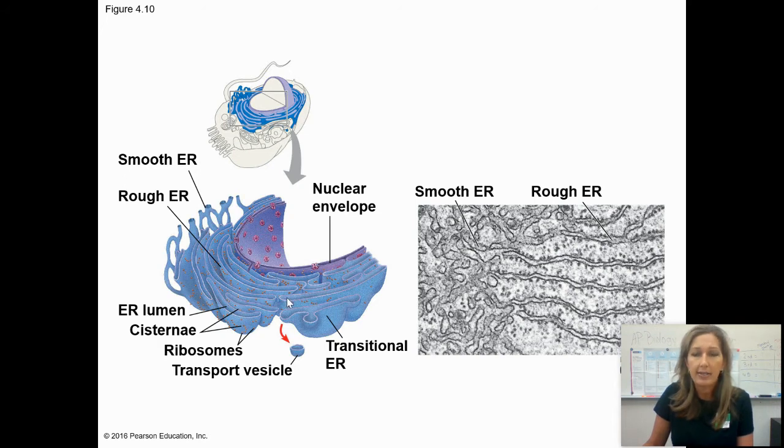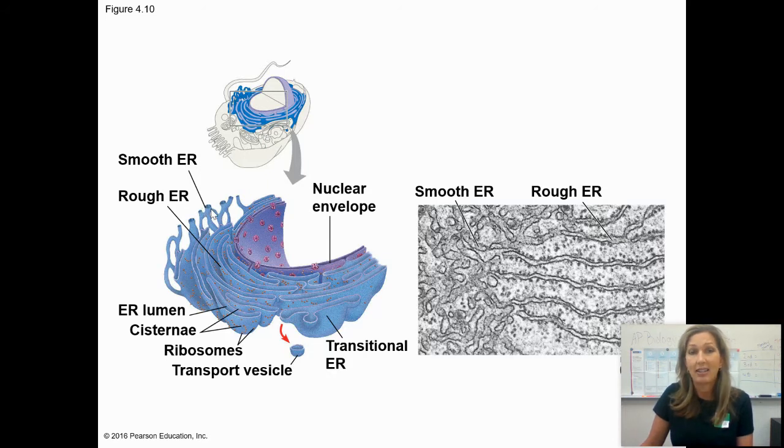So the rough ER has this one job of protein synthesis. Now your smooth ER, on the other hand, is not about protein synthesis. This is where a lot of your cell's metabolic activities occur and detoxification occurs. So when we're processing carbohydrates, when we're processing lipids, these are going to happen here in the smooth ER, and detoxification is going to be happening with the smooth ER too.